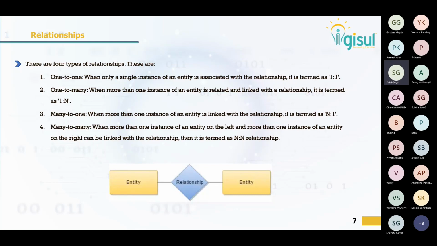Then if I say the cardinality is one to many, it means one record from the employee can belong to multiple departments, or multiple departments can belong to one employee, or one department can belong to multiple employees. Are you getting the difference here?